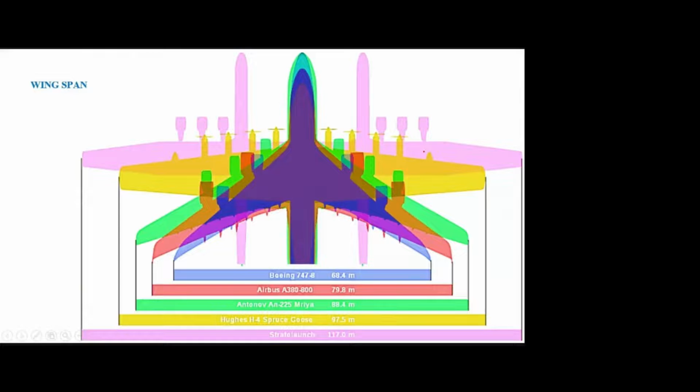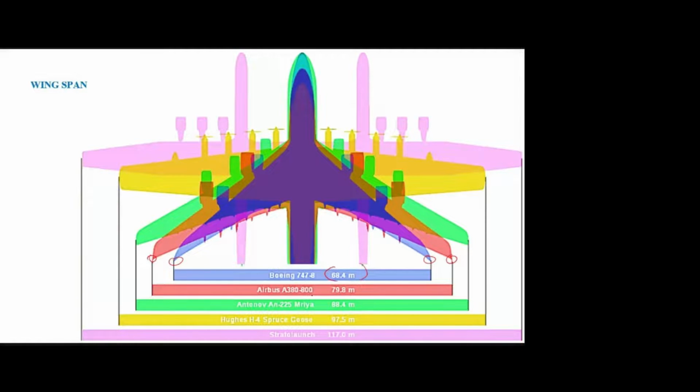Then next we have wingspan. It is measured between the wing tips. Here I mentioned different aircraft. This blue color is the Boeing 747. It was once the largest transport aircraft. The wingspan is around 68.4 meters.